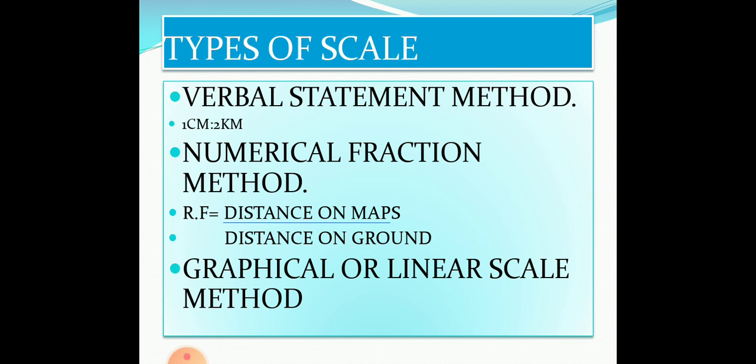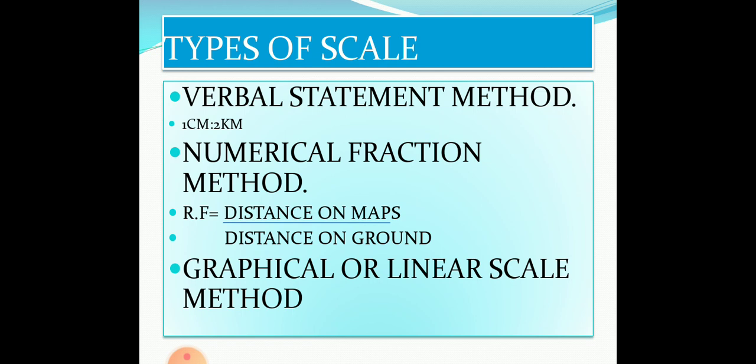In this method, it will be written in fraction form, like distance on the map by distance on the ground. For example, 1 centimeter will be written as 1 centimeter by 20 kilometers or 40 kilometers. That means 1 centimeter on the map is equal to 20 or 40 or 100 kilometers on the ground.